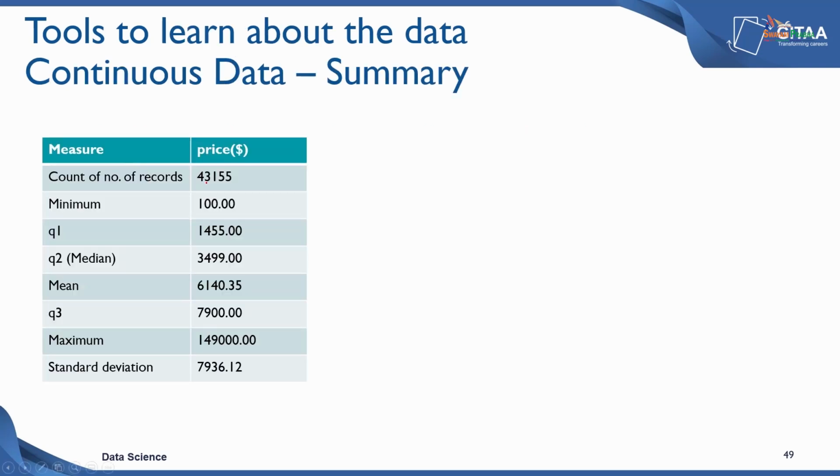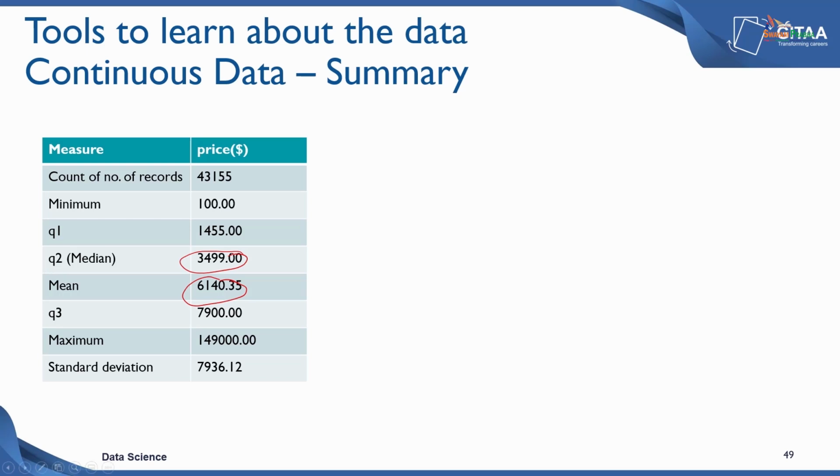We have a total of 43,155 records. The minimum value that we encounter is 100, the maximum we encounter is 149,000. So the range, which is max minus min, is practically 149,000. So that's the range in which the data values lie. You look at the mean here, the mean value is 6140.35 and the median is 3499.